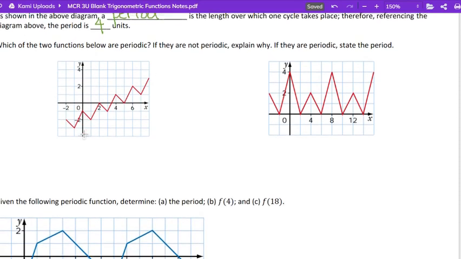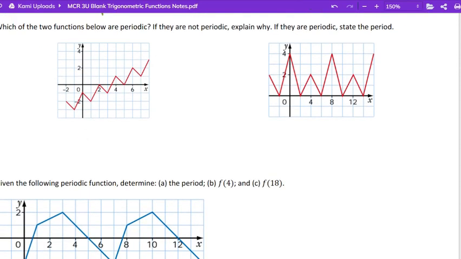Let's look at 2 functions. Both are functions. Now the question is, which one is periodic? And if they are not periodic, we have to explain why. So the one on the left, is it periodic or not? Thumbs up, periodic. Thumbs down, not periodic. Good. So the pattern seems to continue, to repeat. It's like a zigzag, zigzag.